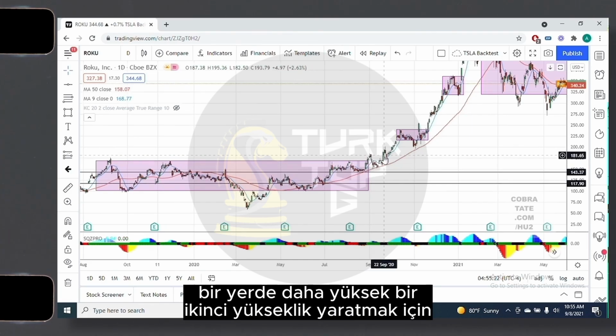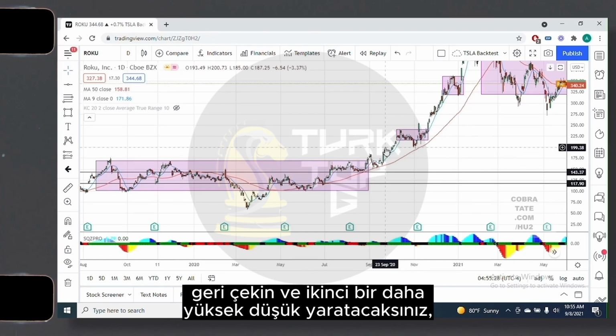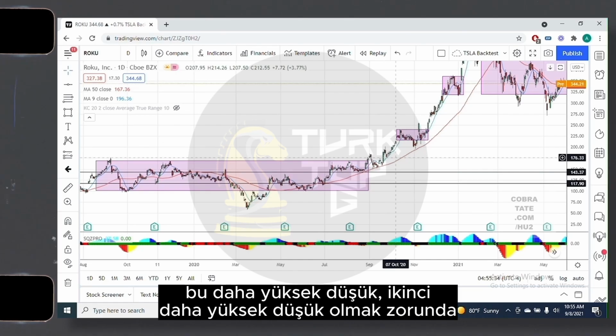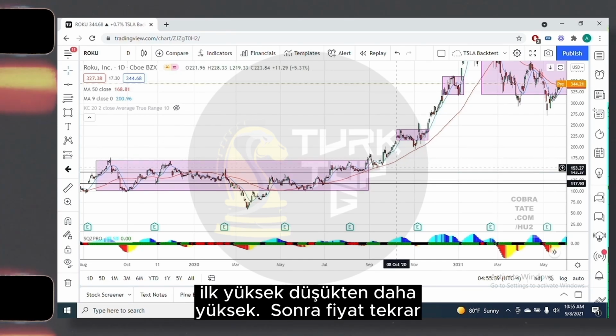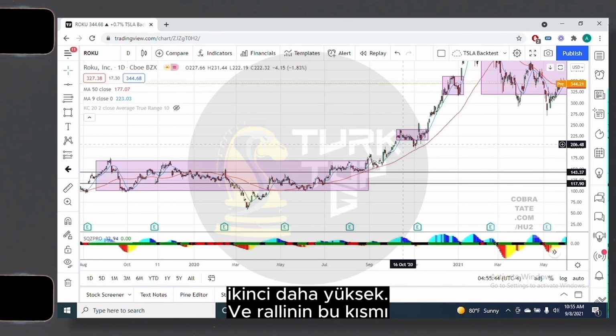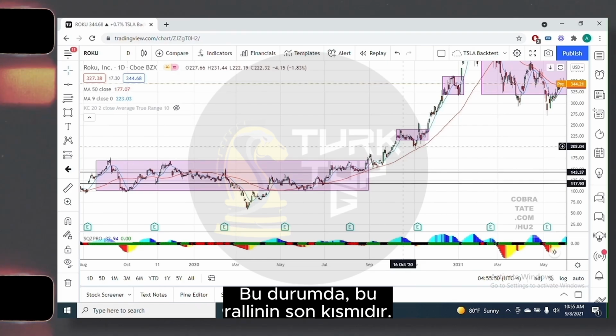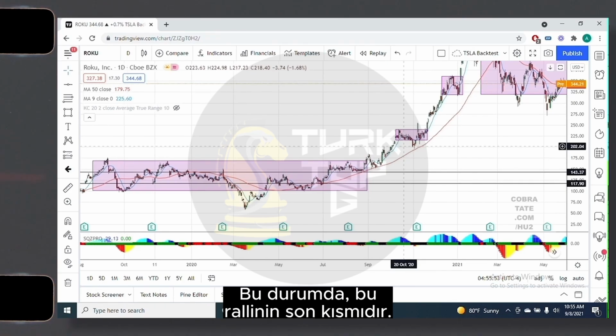Then you break out, go above the first higher high to create a second higher high somewhere. We will have another pullback and you will create a second higher low. This second higher low has to be higher than the first higher low. Then the price starts going back up again, goes above the second higher high, and this part of the rally now is a blow-off top phase. This is the final part of the rally.